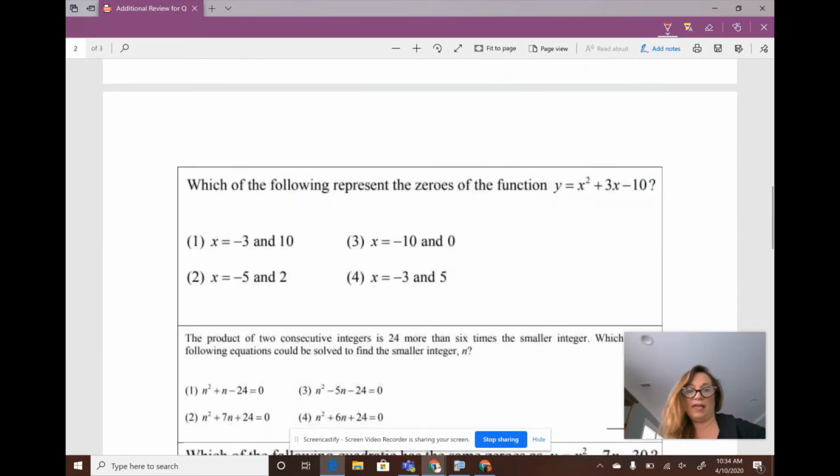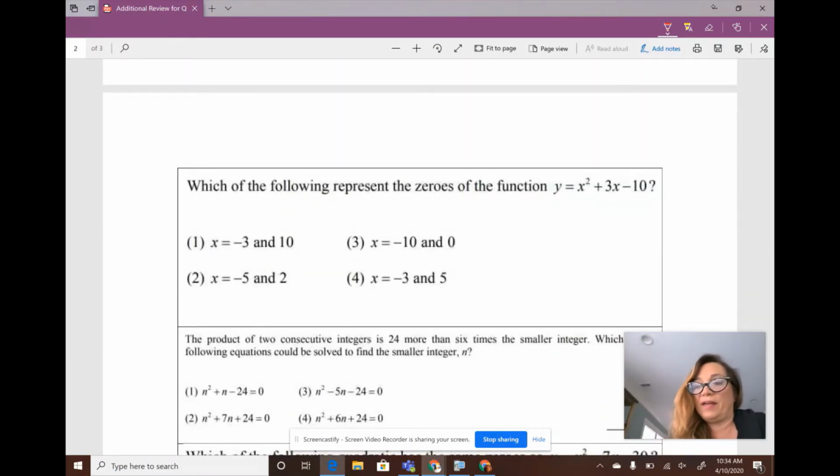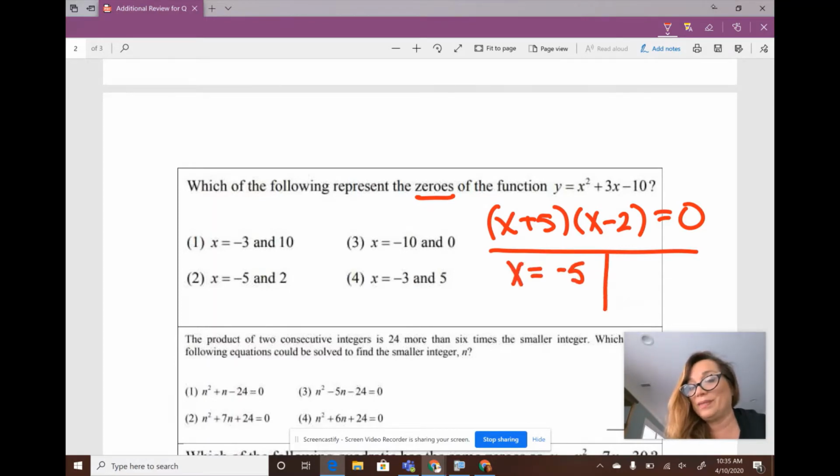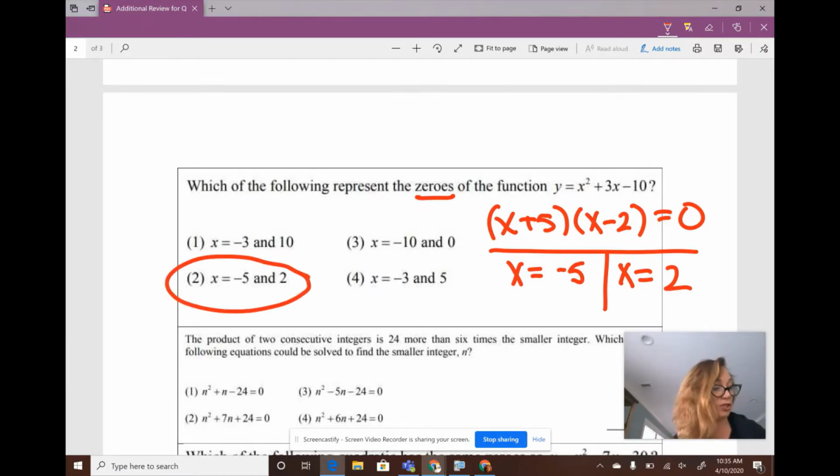All right, next page. So again, I'm going to factor. And see, they called it the zeros this time. I like factoring. I probably said this like 5 or 6 times, but if I can factor, that's what I'm going to do. It's not the only way, and it doesn't always work because you can't always factor. So that gives you choice 2.